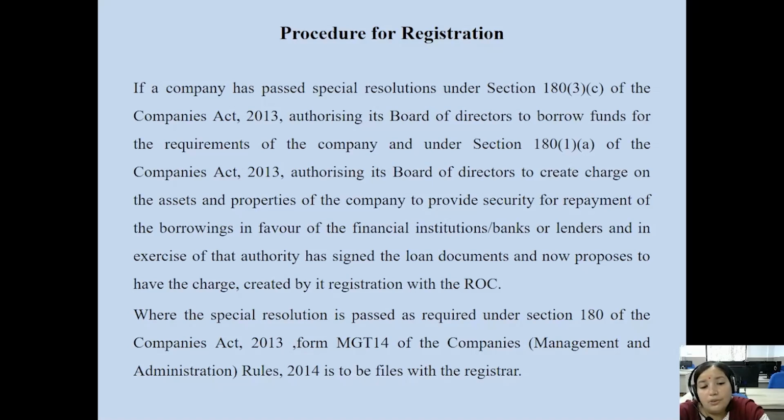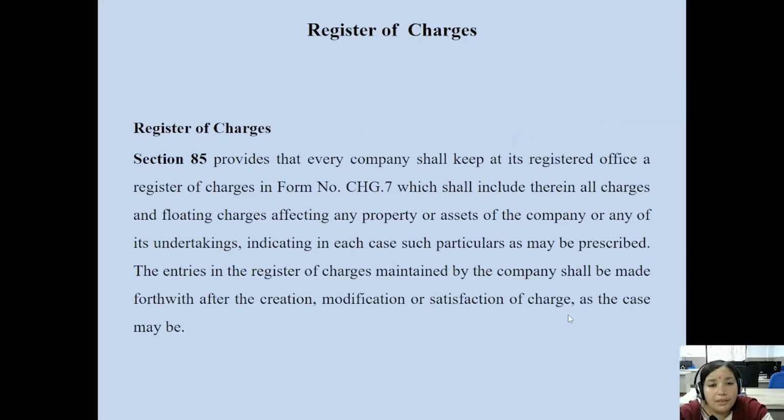So this is the procedure involved for the purpose of registration of charges. When the special resolution is passed as required under section 180 of the Companies Act 2013, form MGT 14 of the Companies Management and Administration Rules 2014 is to be filed with the registrar of companies. Then we come to the term register of charges.